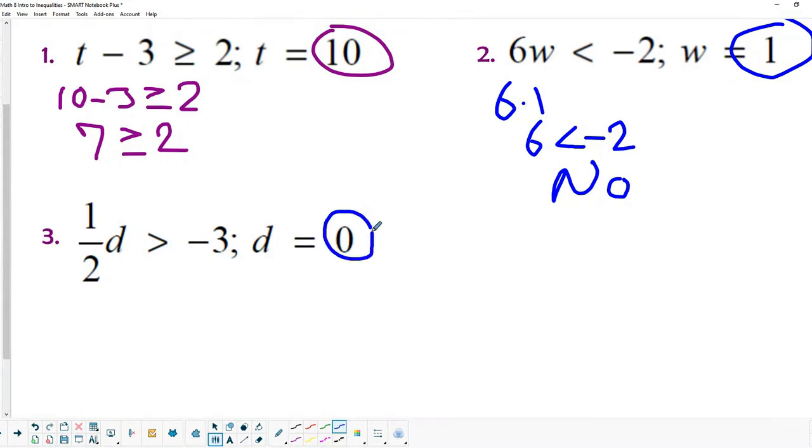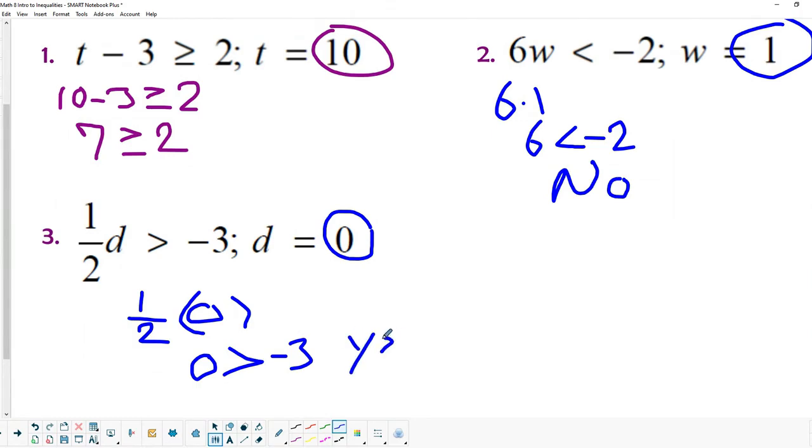Then our last one, 1/2 of d is greater than negative 3. Well, what if d is 0? So 1/2 times 0 is 0, right? Is 0 larger than negative 3? Well, yes, in this case, it happens that it is. So 0 is actually a solution to this inequality. So yes, it is.